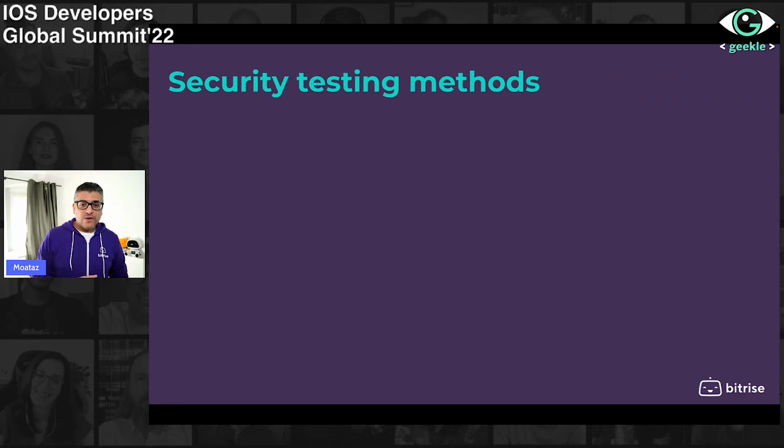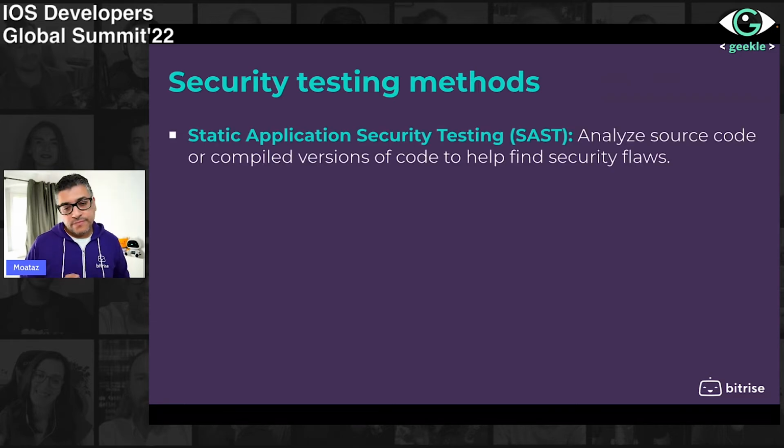Now we need to know what the security testing methods are. First is static application security testing, which analyzes your source code or the compiled version of a code to help find security flaws or vulnerabilities. Static means it is not running the application itself on the device. It scans the source code, and then gives you a report about what you have. Maybe you are using a third-party dependency inside your application which is affecting your security. Maybe you are using an outdated library inside your application, and so on.